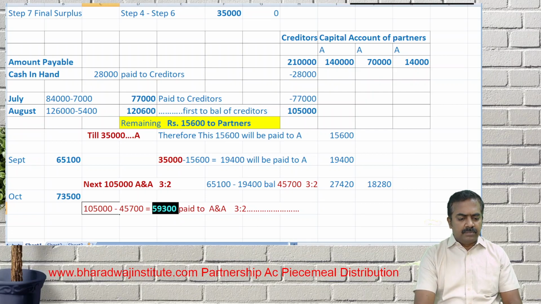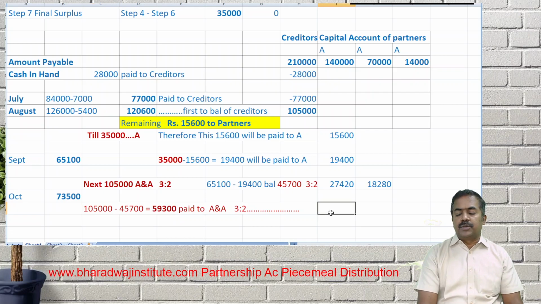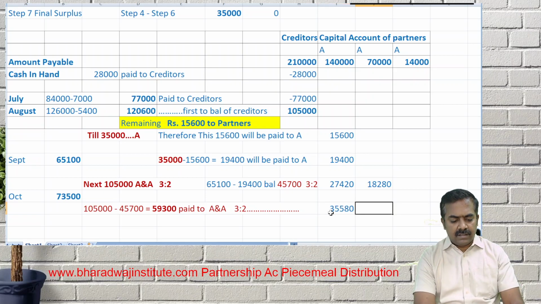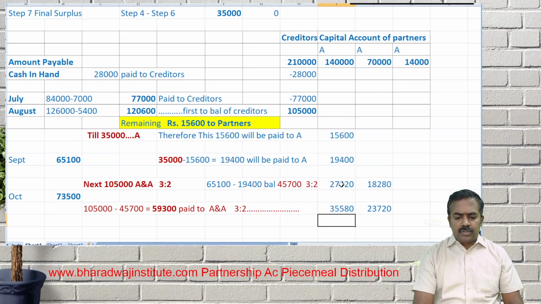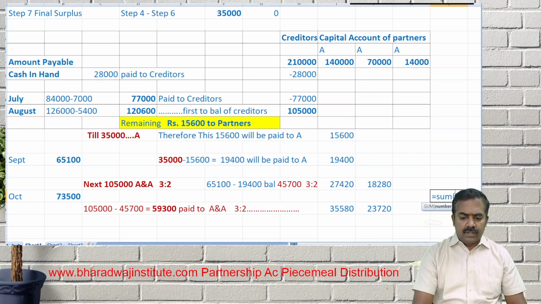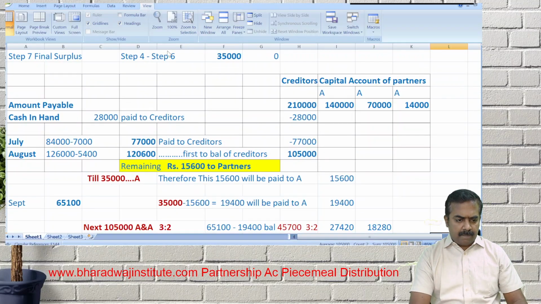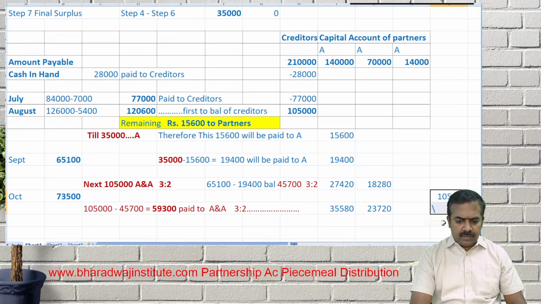The 59,300 is also paid to whom? A and B in which ratio? 3:2 ratio. How much does it come to? 35,580 and 23,720. Now if you add all these amounts, you get 1,05,000. If you add up these four amounts, what will it come to? 1,05,000. So, pay attention once again.